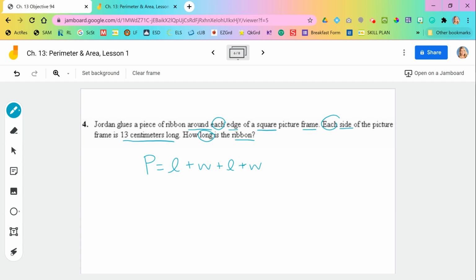All right, so let's plug in what we do and don't know. I do not know my perimeter because it says how long. I know that my ribbon is 13 centimeters long. And it also says that each side is 13 centimeters long. So that means all of these will be 13. So again, like a while ago, now you can add these, or you can stack them and multiply like I did. You can get 26 plus 26.